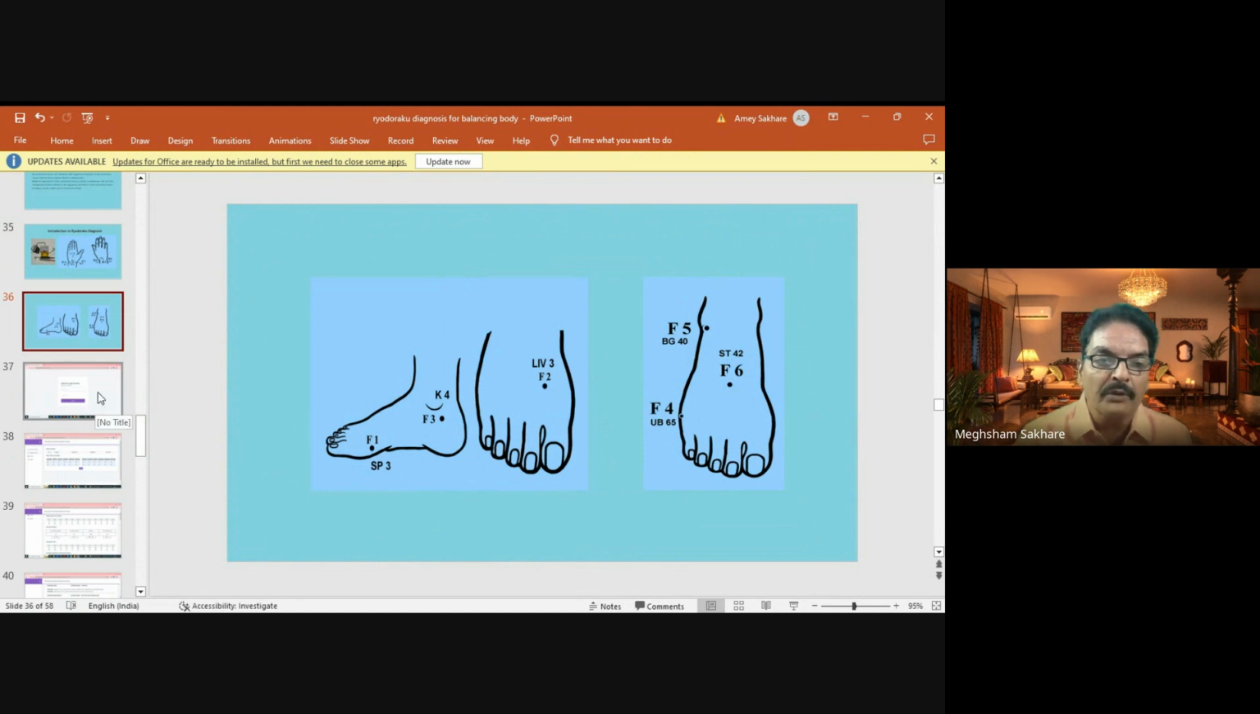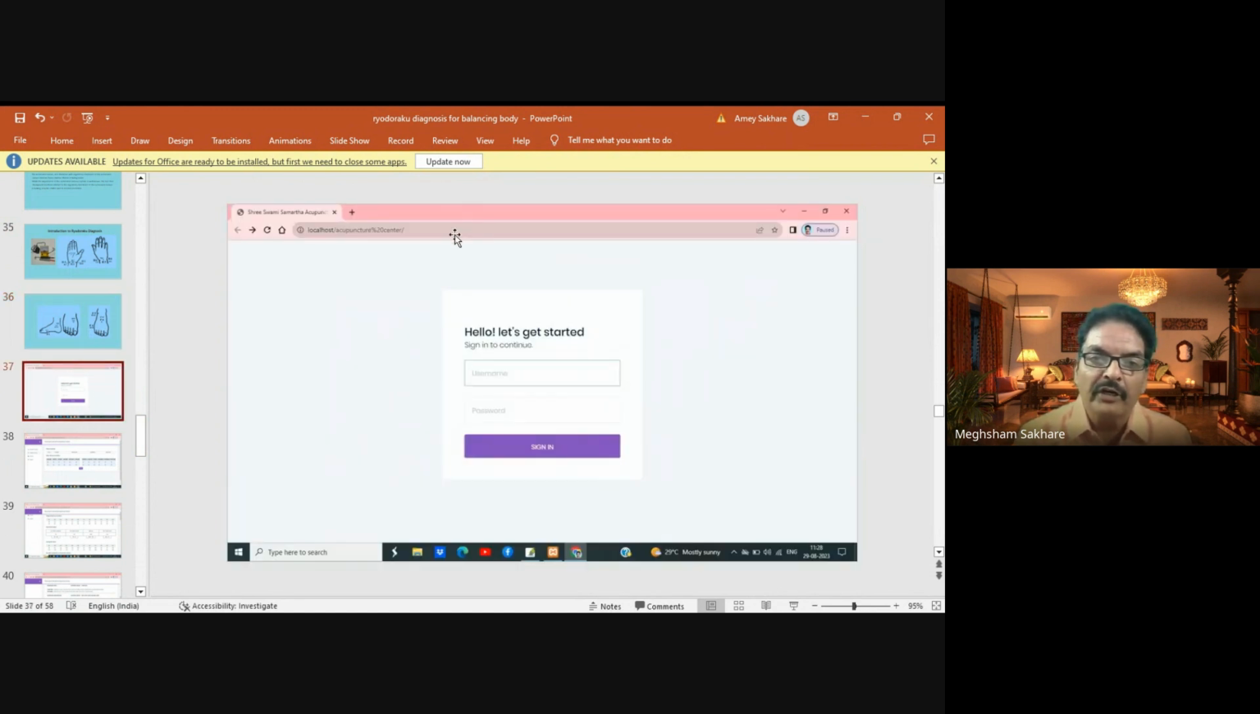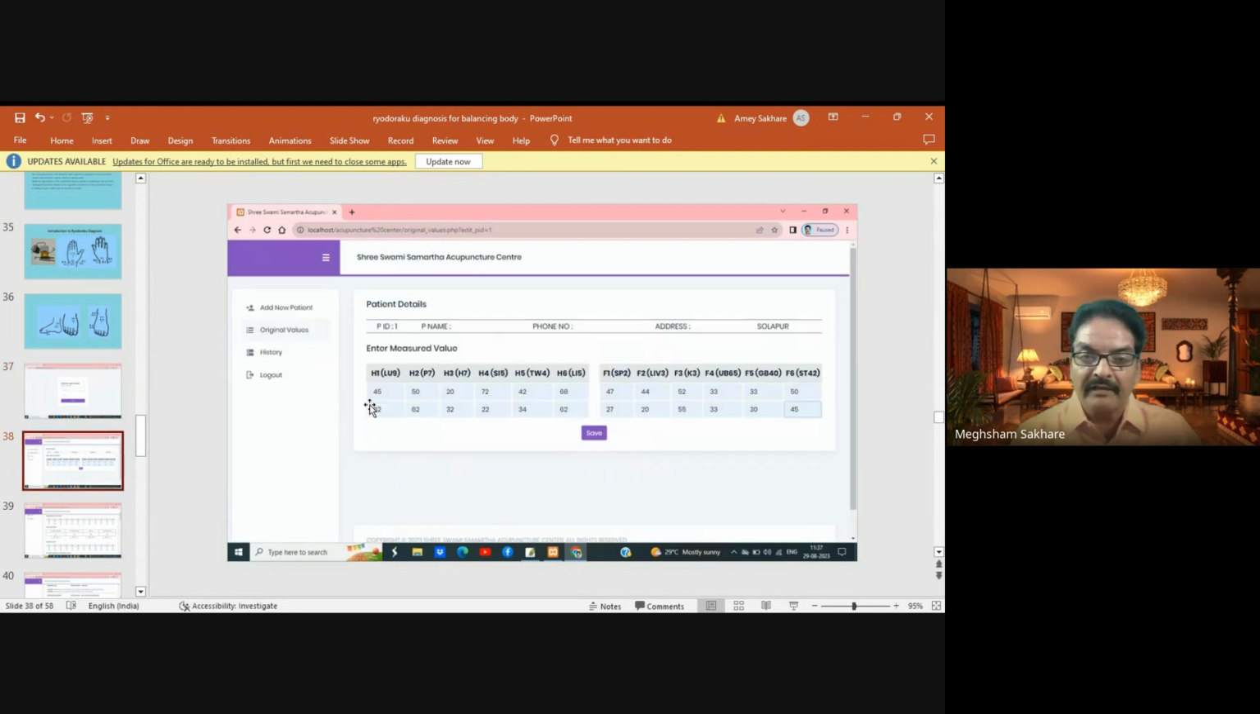Then how to open the software? Here you are given the link. Open the link in Chrome, write your username, then password, then sign in. Then this type of screen will appear. Here you should write H1 lung 9, then H2, H3, H4. Use the tab button for all, then the cursor will go to the second block. After that, enter the foot points F1 to F6.